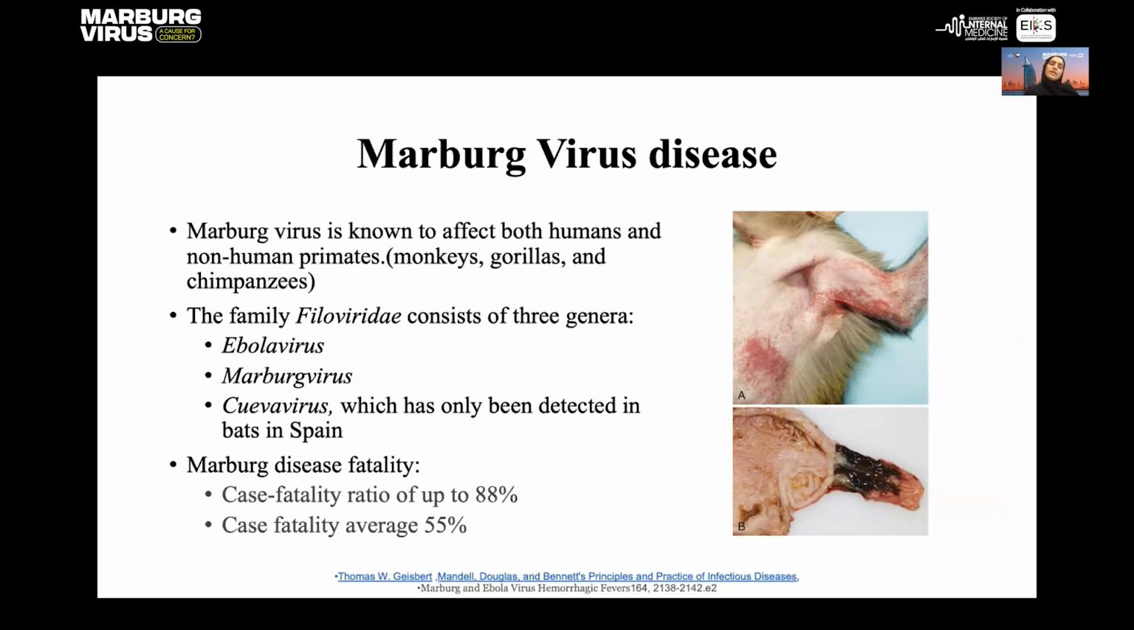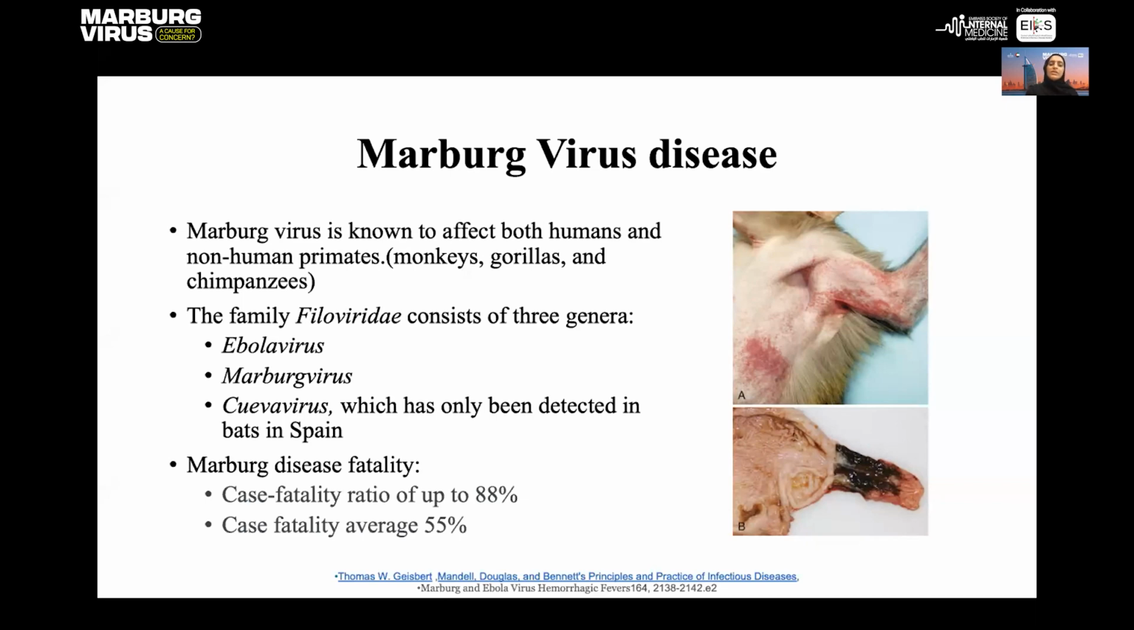So that virus can infect both humans and non-humans, and from non-human primates, monkeys, gorillas, and chimpanzees can be affected, and it can cause a hemorrhagic fatal disease when it comes also to animals. And the case fatality, as Dr. Ahmed said in the introduction, it's one of the most fatal diseases and most fatal pathogens.